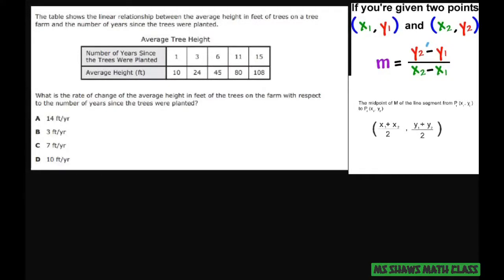Everyone. The table shows a linear relationship between the average height in feet of trees and the number of years since the trees were planted. And we have to find the rate of change, which is the slope.